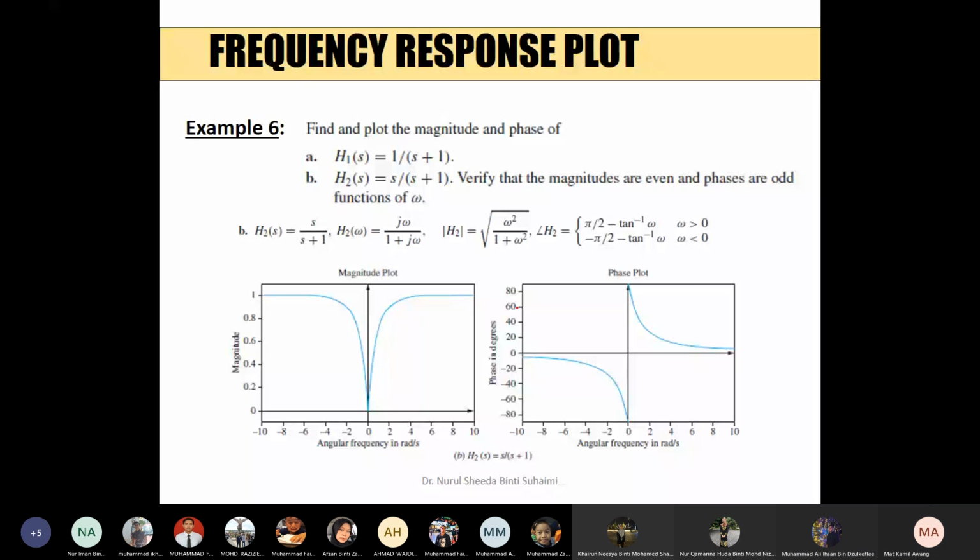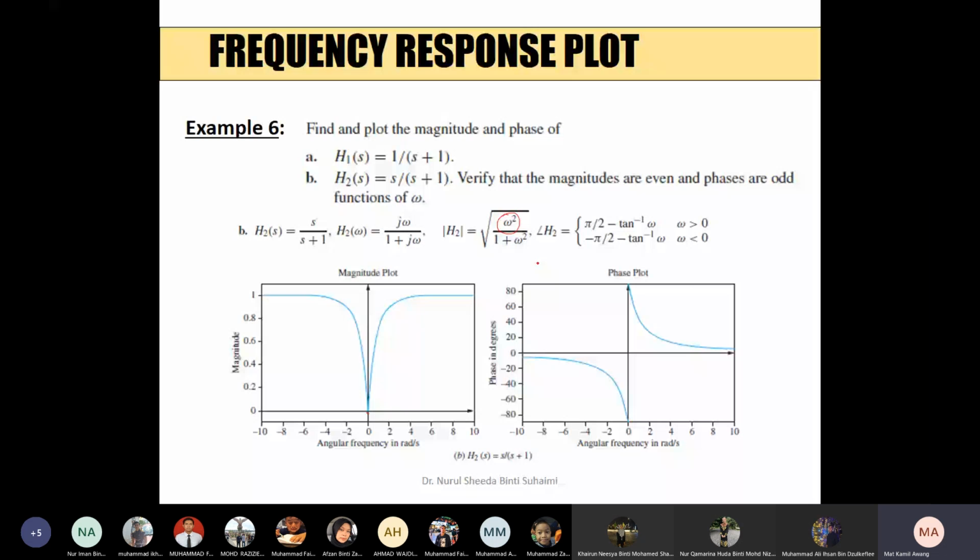So for this one, S over S plus 1. You have this equation, j omega over 1 plus j omega. Therefore, the magnitude is the square root of omega squared over 1 plus omega squared. So it becomes 0 at omega equal to 0 here. So the shape is something like this.